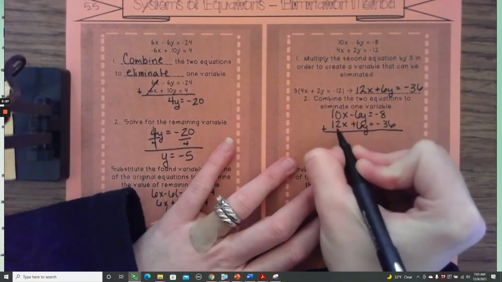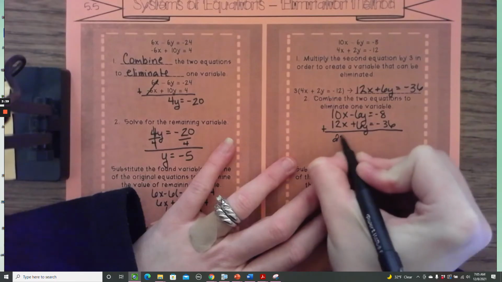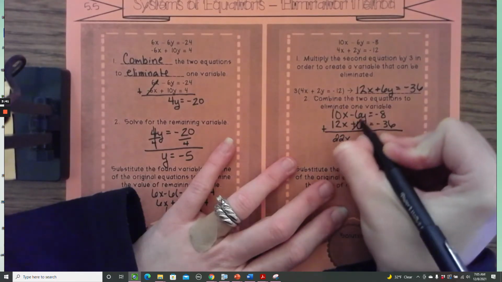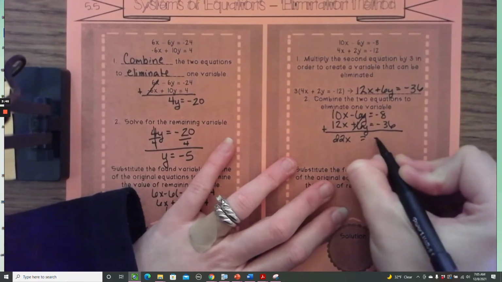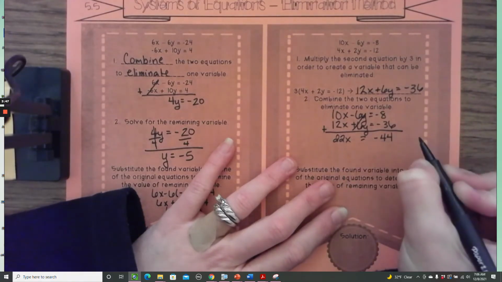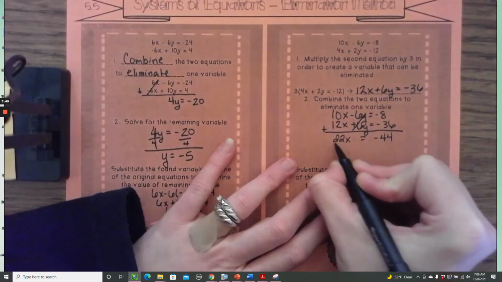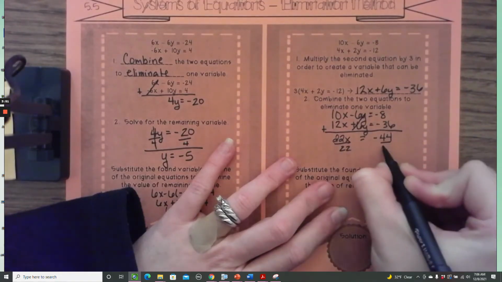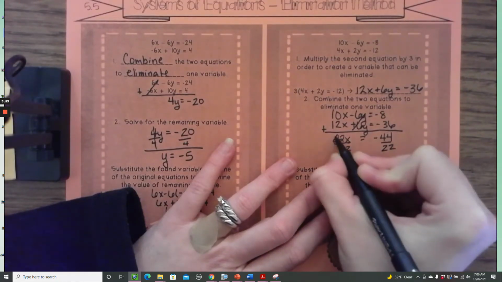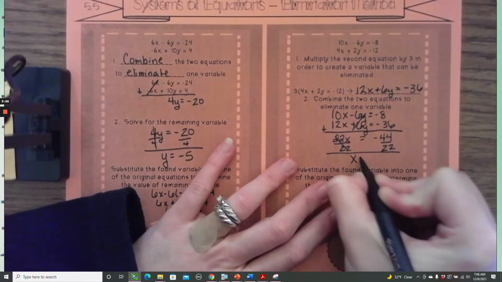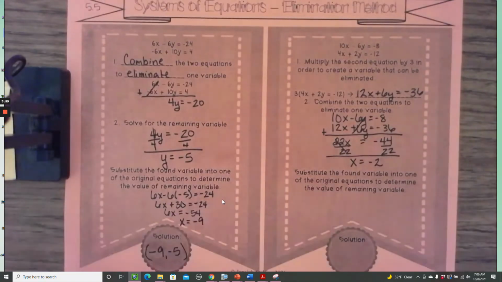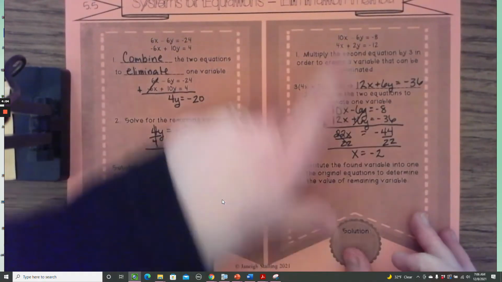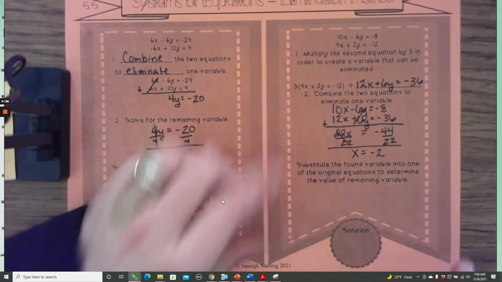Okay, so 10 plus 12x is 22x. These are going to cancel. Negative 8 plus a negative 36 is a negative 44. And then I can divide both sides by 22. So this cancels. Negative 44 divided by 22 is a negative 2. So this time I solve for x. Same thing. I'm going to take that x and I'm just going to plug it into this top equation here.